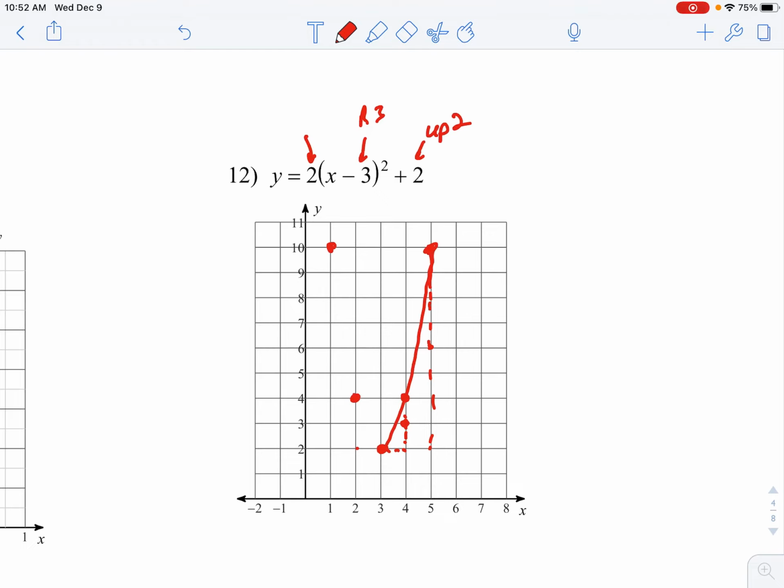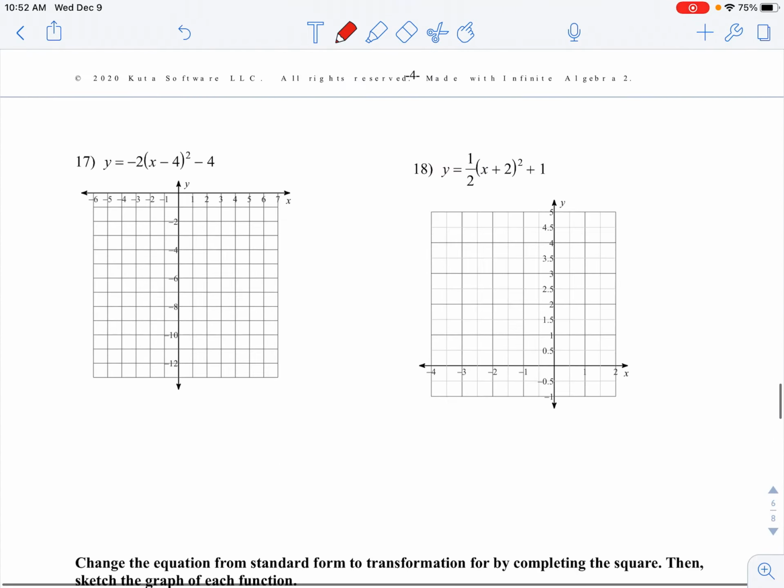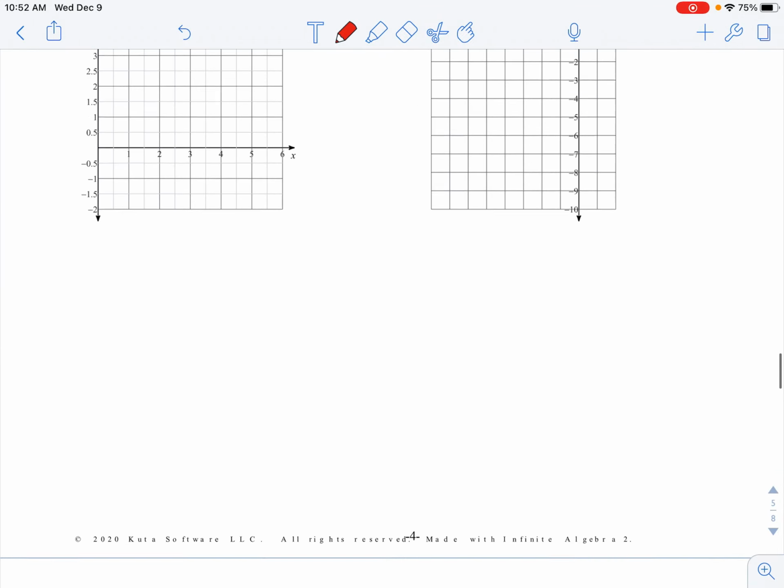Connect the dots, you get a very stretched out looking parabola, almost like a V shape more than a parabola, but it is still slightly curved. And the vertex is a minimum value. So number 12, right there, minimum value. We're just cooking right along here.